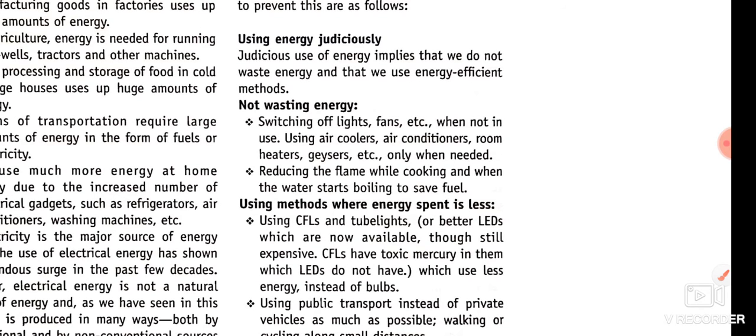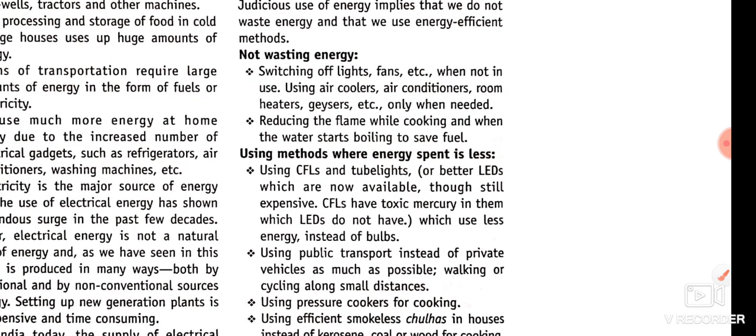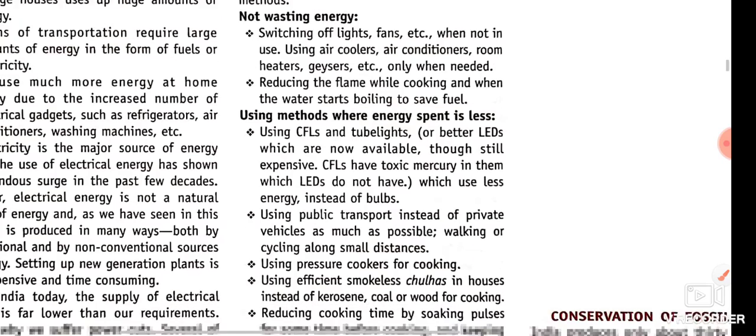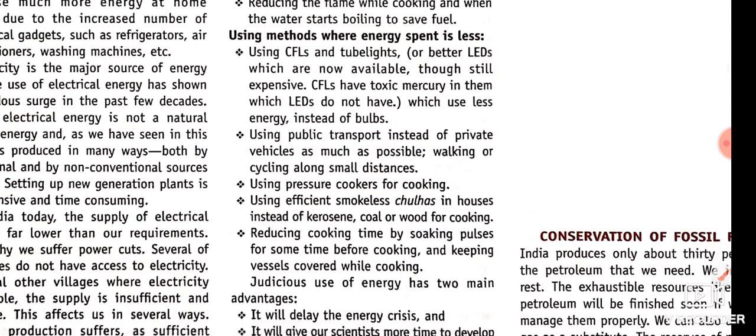Judicious use of energy implies that we do not waste energy and that we use energy-efficient methods. Switch off the lights, fans, etc. when not in use. Use air conditioners, room heaters, geysers, etc. only when they are needed. Reduce the flame while cooking when the water starts boiling, to save fuel. Use methods where less energy is spent. Use CFLs, LEDs and public transport instead of private vehicles.